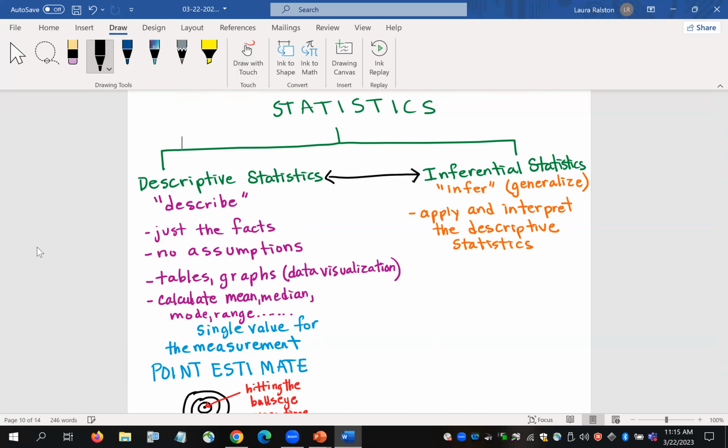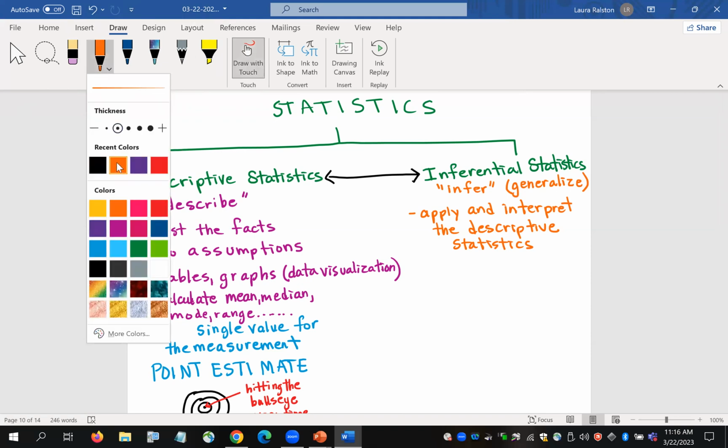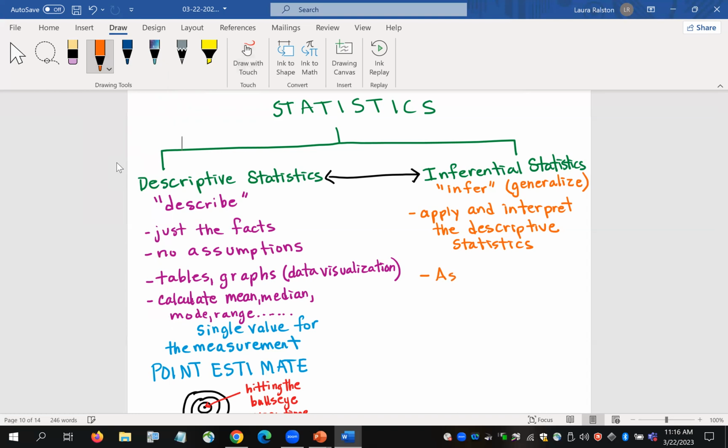But with inferential statistics, that's where we begin to apply and interpret the tables and the graphs and think about those point estimates. We begin to maybe make some assumptions about the data. Maybe we make the assumption that it's from a normal distribution. We begin to put our own spin on the data, and what I think might be different from what Emmanuel thinks or from what Gabriella thinks. And so you get different results.